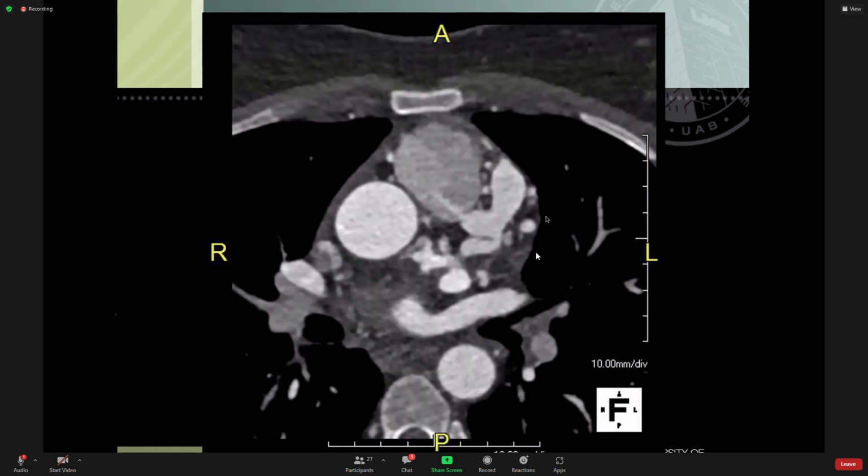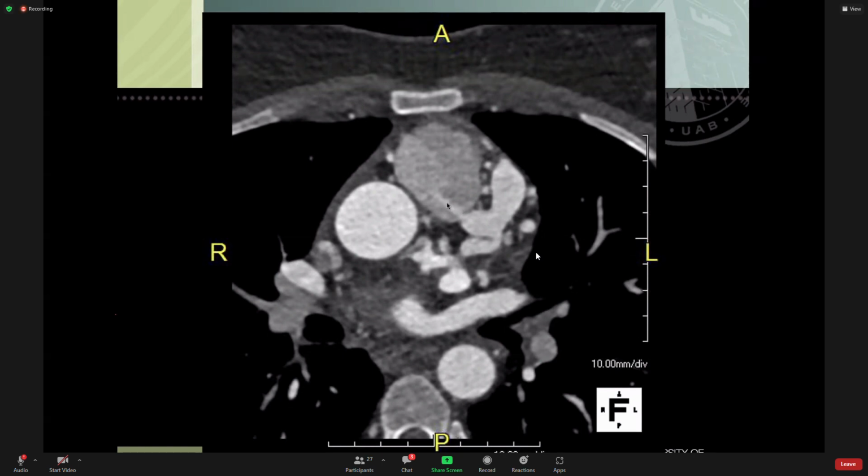And this is a really nice case because you actually see the jet of contrast here. So the blood doesn't flow from the pulmonary artery into the coronary artery. The blood flows from the coronary artery into the pulmonary artery. So this left coronary artery is not getting blood from the PA, it's dumping blood into the PA. So it's the steal phenomenon.